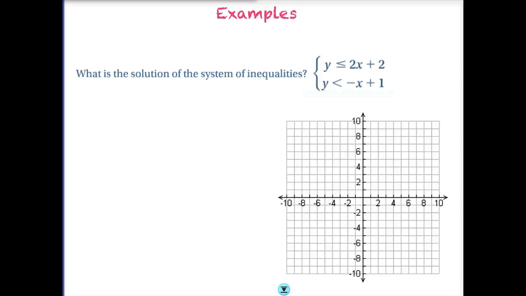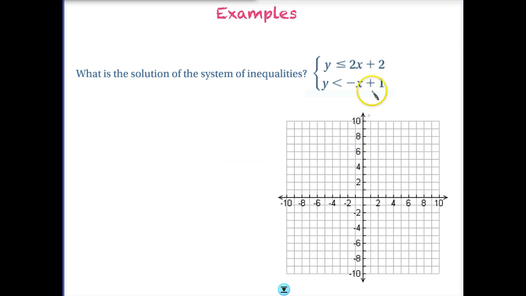All right, let's try another example. In this example, both of these are in slope-intercept form. So this would be a good one if you want to go ahead and try this on your own paper first. Shade it, try to come up with the common solution area, and then compare it to this lesson.